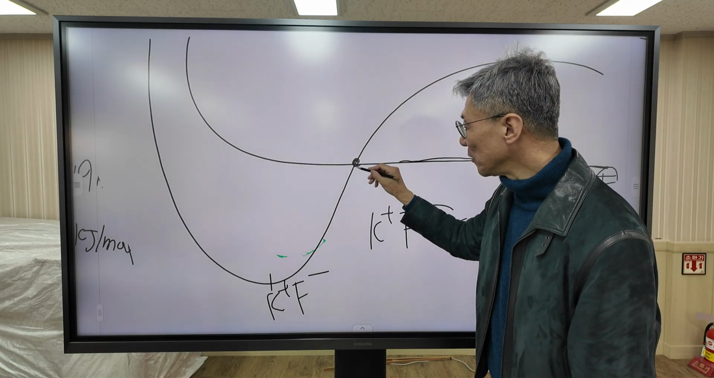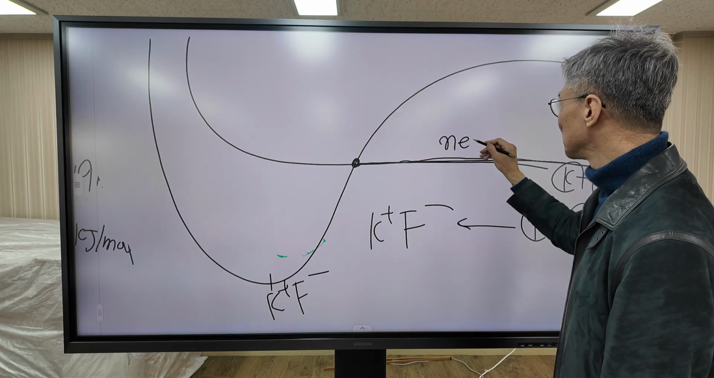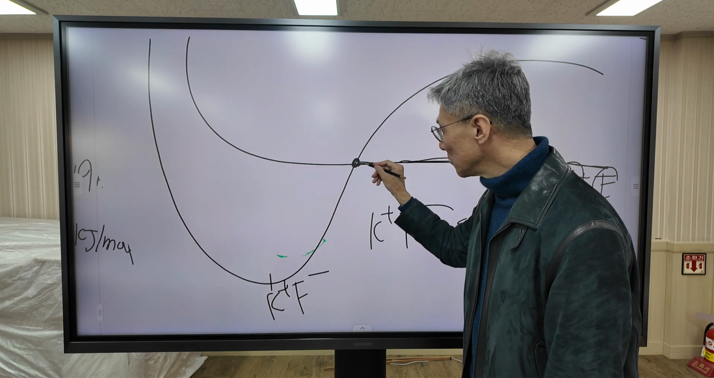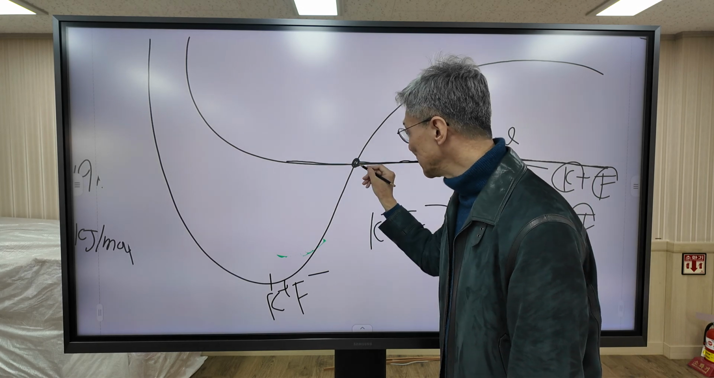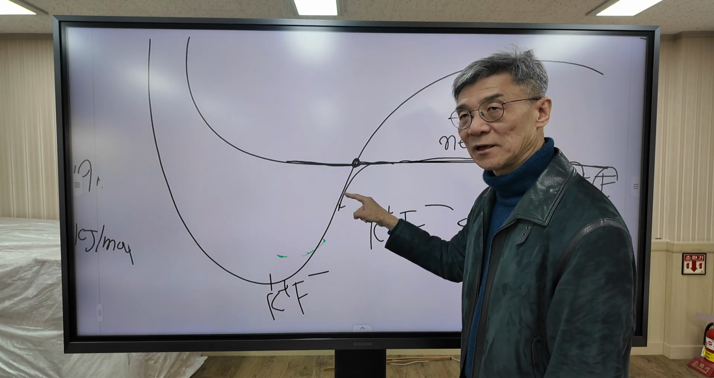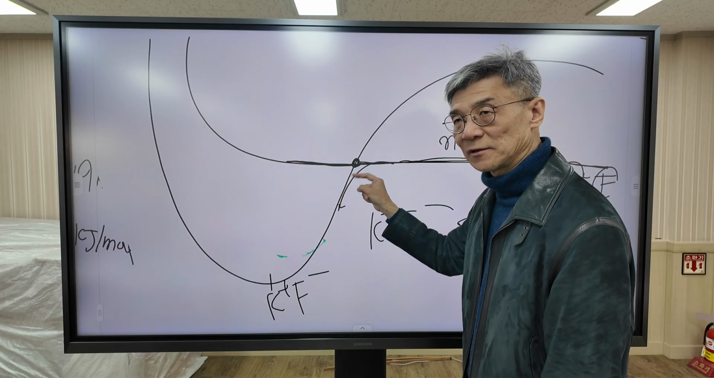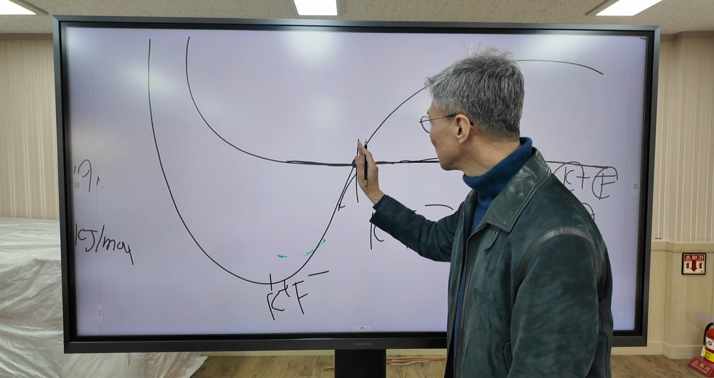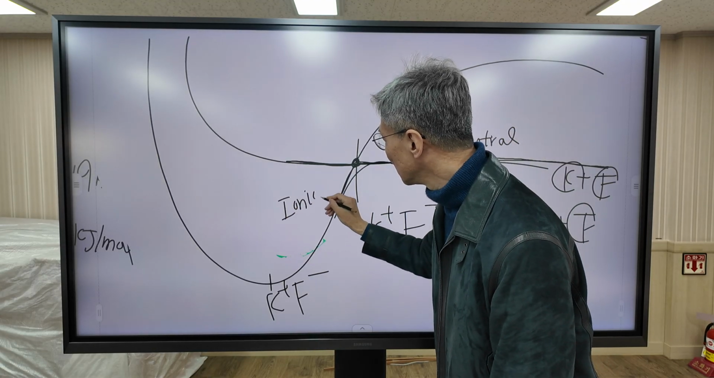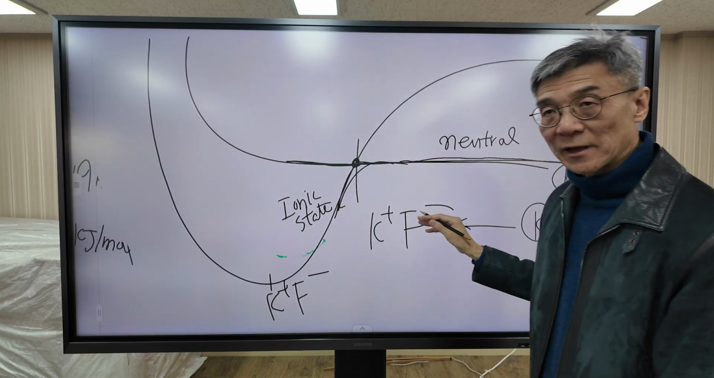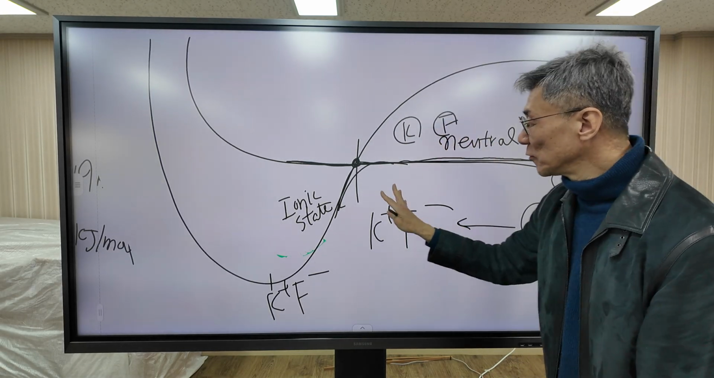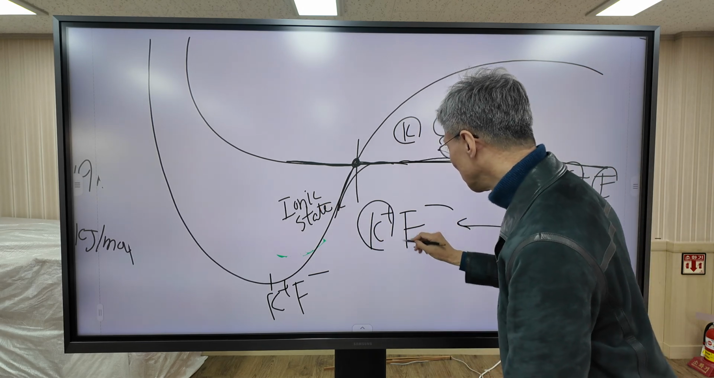But what happens at this point? This is neutral state. And as I said before, at this point, they don't follow this path. They follow this path. Why? Because this path has lower energy. So at this point, curve crossing occurs. Now, to the right is the neutral state, to the left is the ionic state. On the right side, they are neutral potassium and fluorine. But on the left, they are K plus and F minus.